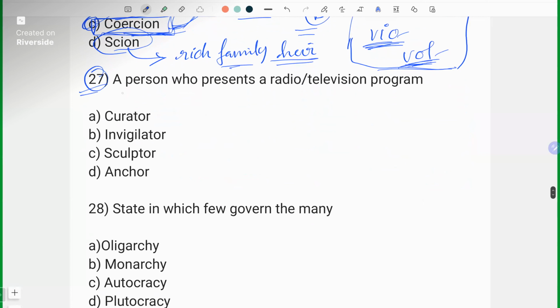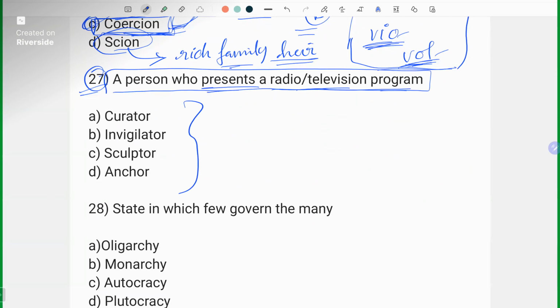Question 27. A person who presents a radio or television program. Who presents a radio or television program? B, ma'am. Yes, it is the anchor. Anchor only will present in a television program. Even in radio, someone who is presenting, talking, they are called anchor. And other people are guests and participants.